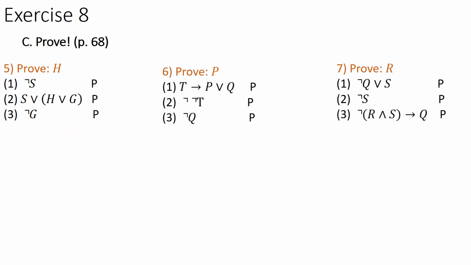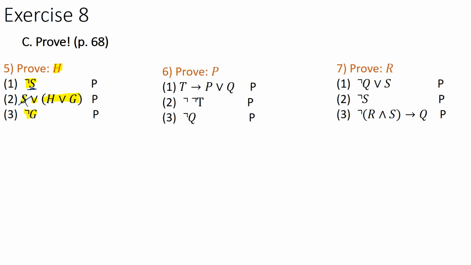Before concluding this video, let's do 3 more proofs. This is on page 68 of the Suppes textbook. Number 5, we want to prove H. We're given the premise not S. We're given the disjunction S or parentheses H or G, close parentheses, and the premise not G. What can we do? Well, we do know that not S, so in this disjunction, we can say it must be the case that H or G.